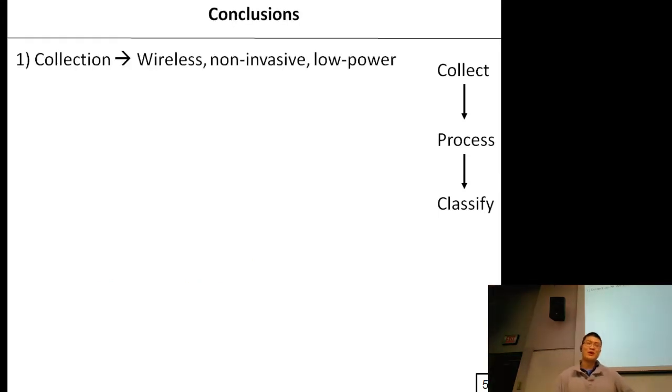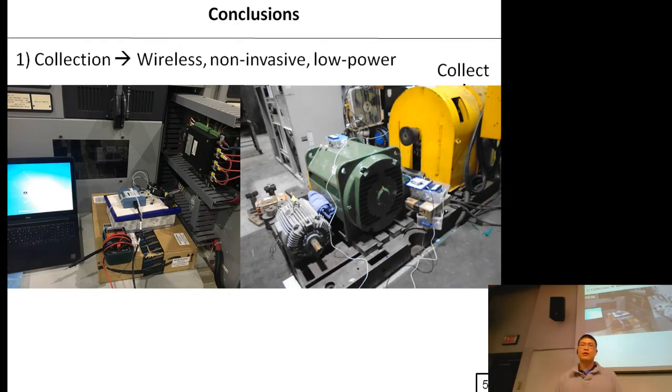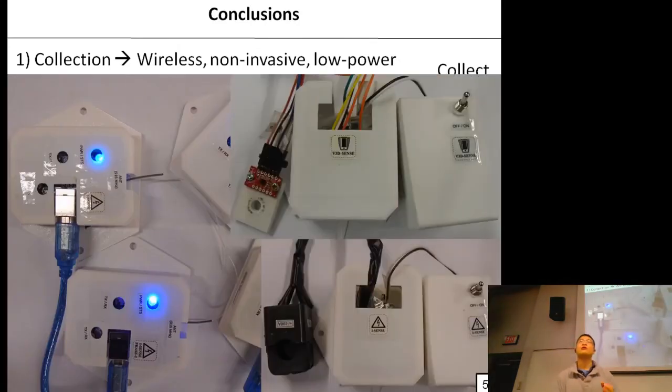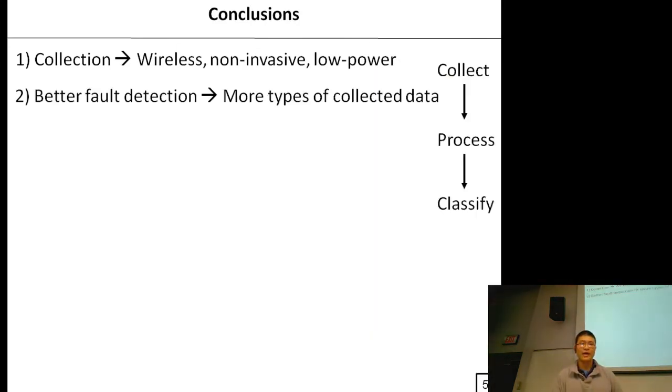Right. So now, some conclusions. For data collection, from this work, I can conclude that wireless non-invasive low power systems are not necessarily a bonus, but a necessity, because these are unworkable situations in real life. Even though they work very well in the lab, we do need wireless systems. So it justifies developments of these kinds of sensors.